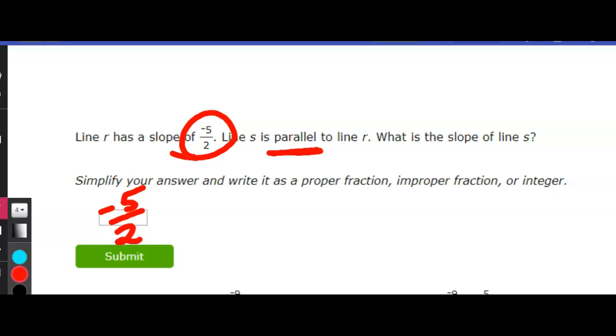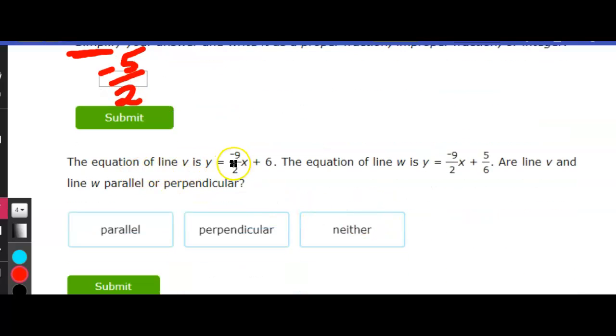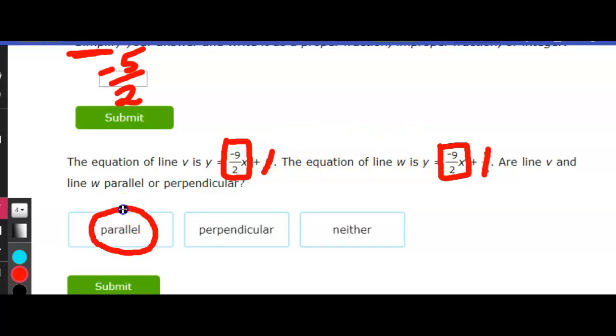Done. The only thing you need to make sure you do is that you simplify it, so don't put an answer in there that isn't simplified. But that is simplified. Next one. One equation, and remember, we're only worried about slope. So this y-intercept, it doesn't really matter. We're only worried about slope. So if these two slopes, this is line V, this is line W, are what is given to us, and they're the exact same, that means they are parallel. So press parallel, press submit.